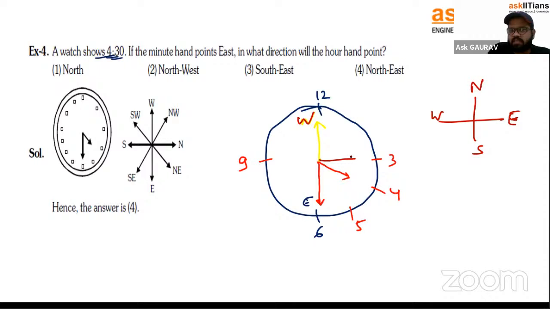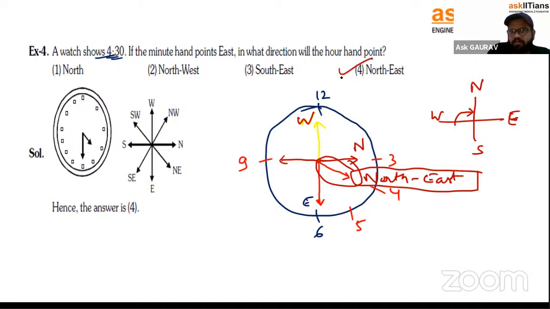Now see, what will be this direction, the hour hand pointing to 3? If you move from west clockwise 90 degrees, it's north. So the hour hand pointing at 3 will be north. So what is the minute hand pointing at? The minute hand is pointing at northeast, because it is lying between north and east. Is that clear? So option 4 is the correct answer.